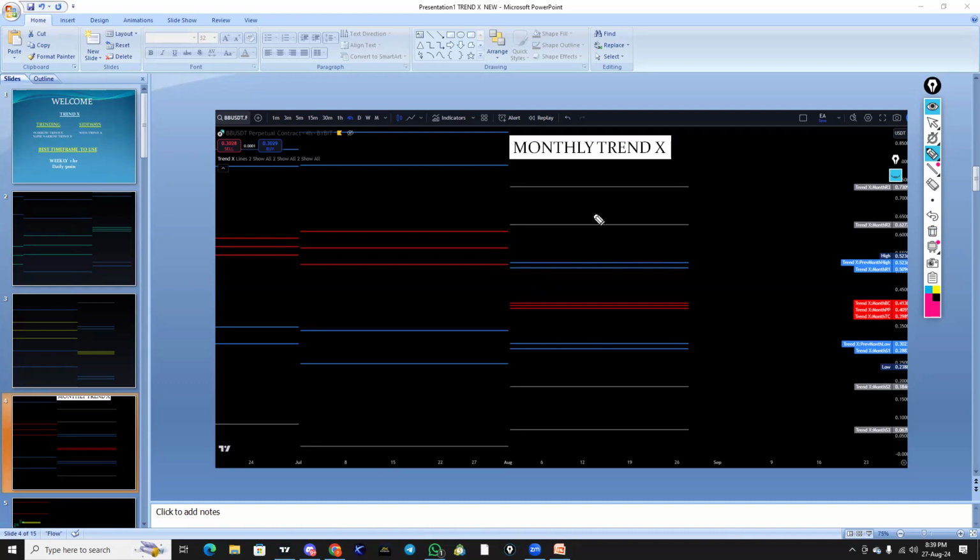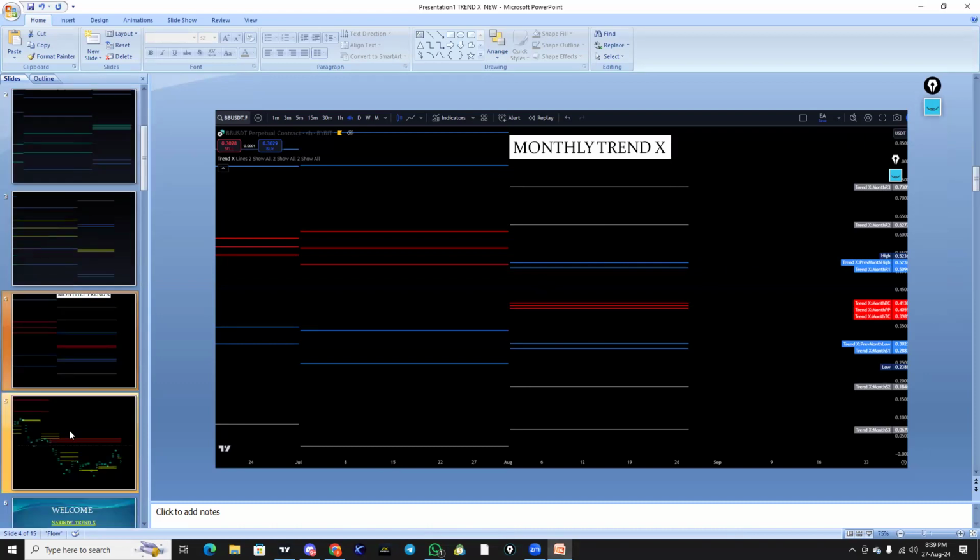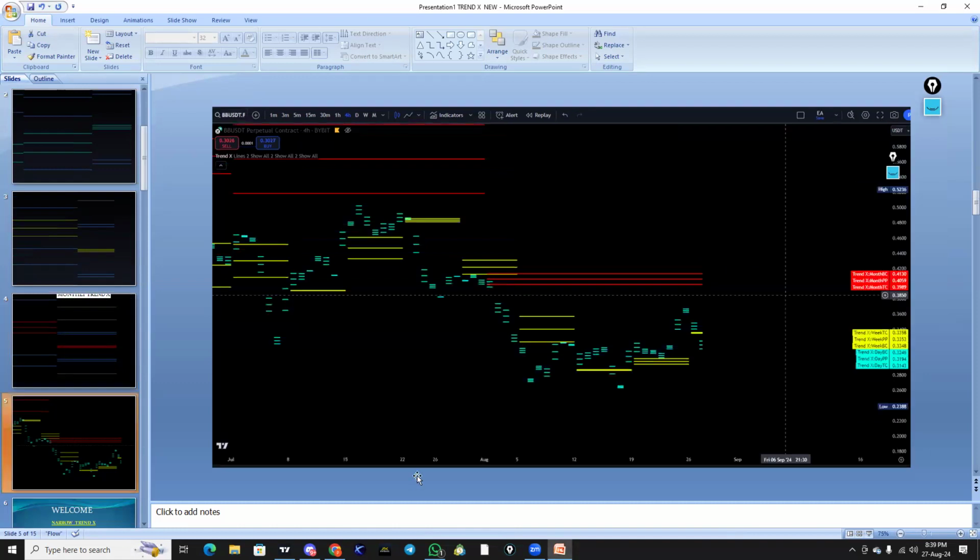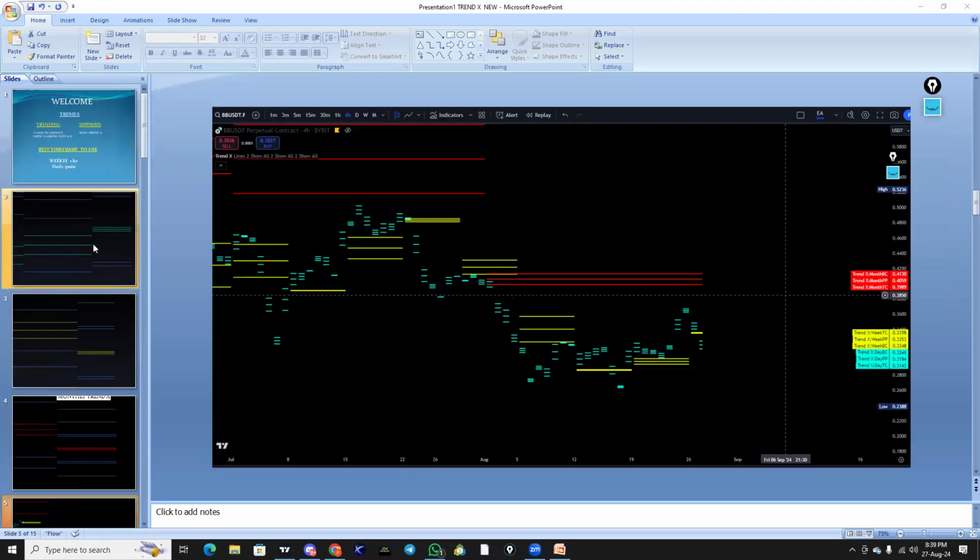Now, there is no connection between each other. When I show you all together, it looks like this. Now you can see very clearly this is the monthly Trendex, the yellow color is the weekly Trendex, and the small ones are the daily Trendex. So now we are looking only at weekly and daily. I'll tell you why.